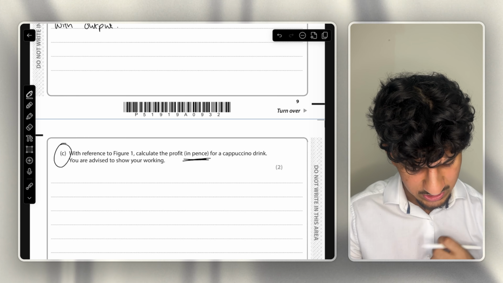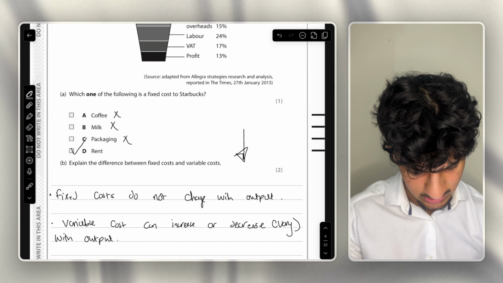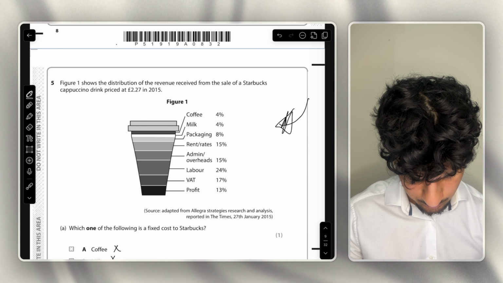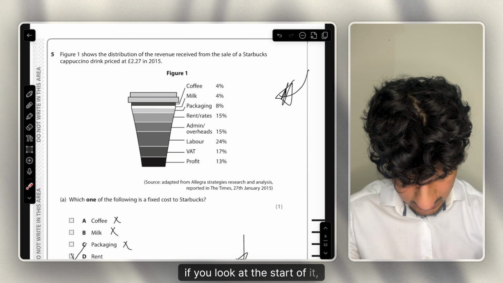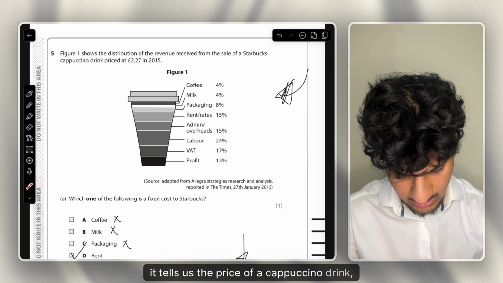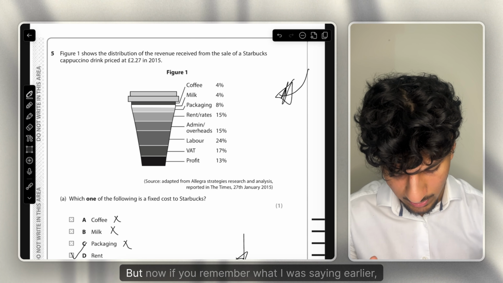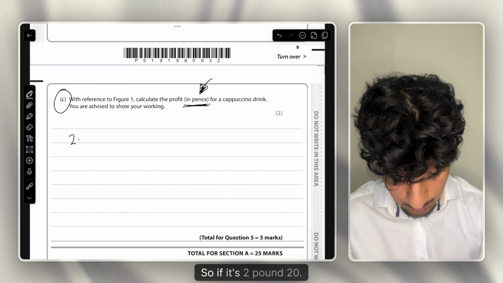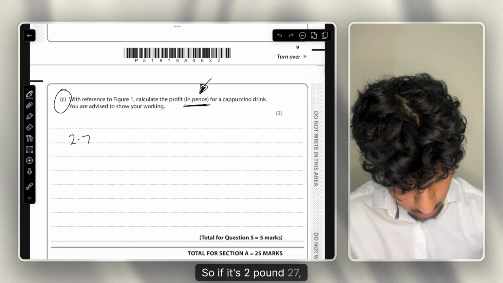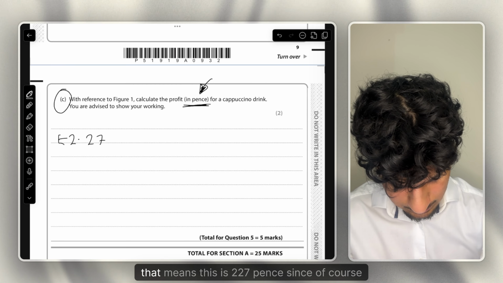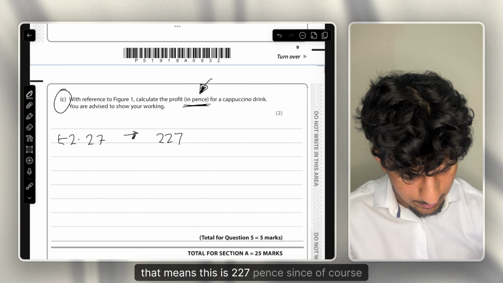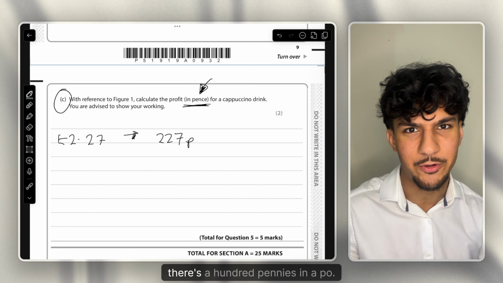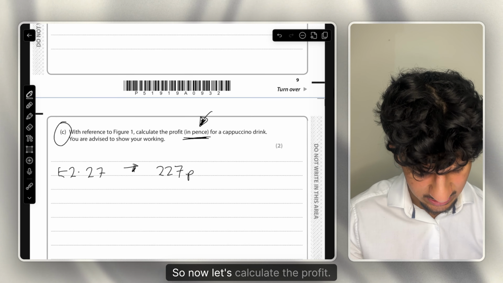So 5c, calculate the profit in pence for a cappuccino drink. First, if you look at the start of it, it tells us the price of a cappuccino drink, which is £2.27. But if you remember what I was saying earlier, it says calculate the profit in pence. So if it's £2.27, that means this is 227 pence, since of course there's 100 pennies in a pound. Now let's calculate the profit.